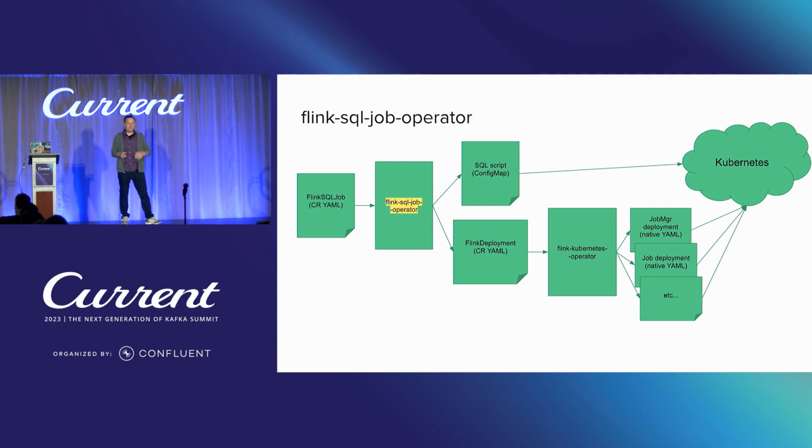We'll use a config map, which Kubernetes understands natively. It's just a bunch of configuration. And a Flink deployment. That Flink deployment is then picked up by the Flink Kubernetes operator, which then turns that into things that Kubernetes understands, like pods, deployments, replica sets, and so on. So this is how the deeply declarative aspect sort of comes into play. We're sort of layering operators on top of operators.